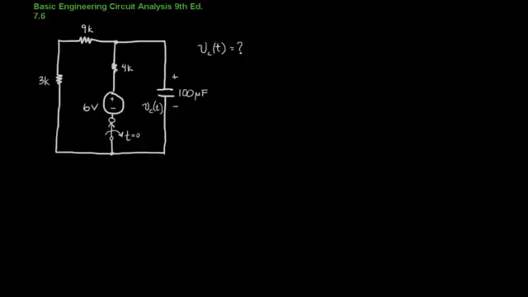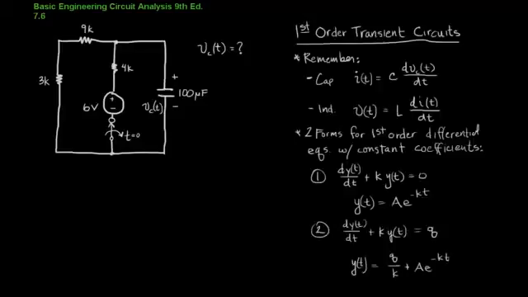When we approach these kinds of circuits, there are a few things that we want to keep in mind. First of all, remember the formula for a capacitor and for an inductor. For a capacitor, we know that the current as a function of time is related to the voltage and the capacitance in this way here. And similarly, for an inductor, the voltage is related to the inductance and the current using this formula here.